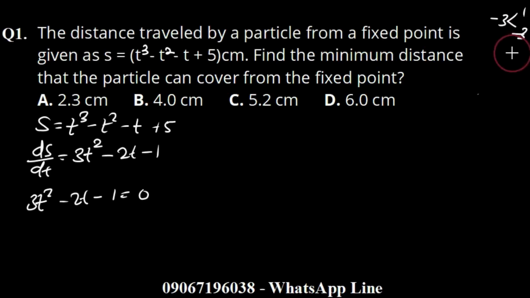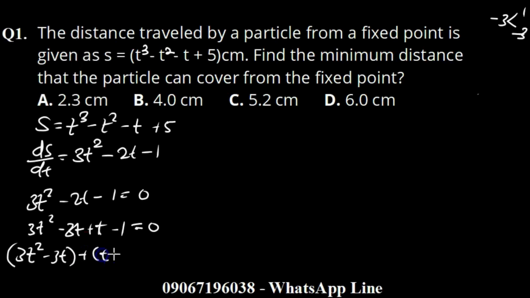So the equation is going to become 3t squared, and then we split the middle term: minus 3t plus t, because minus 3t plus t gives us minus 2t. You can see that if we multiply that out, we get back the original. So we have 3t squared minus 3t plus t minus 1 equal to 0.